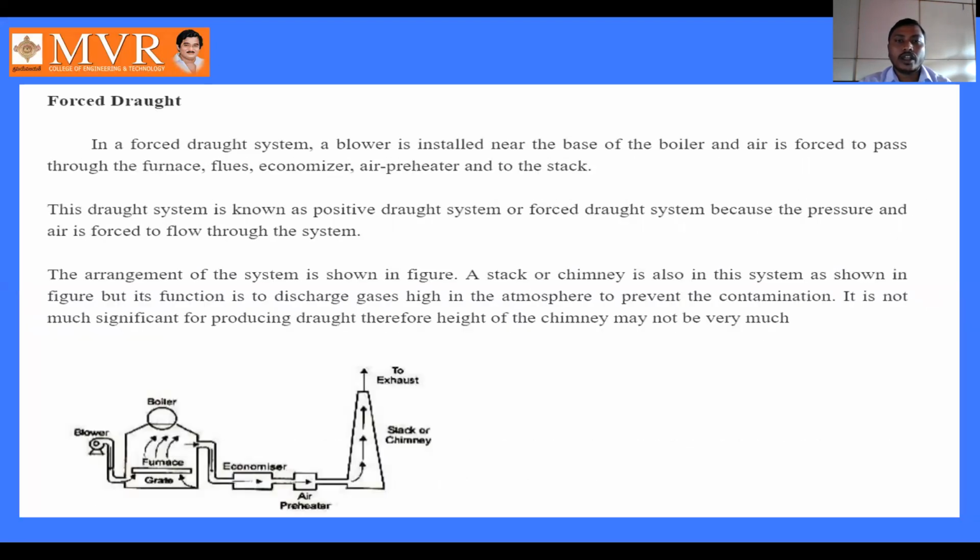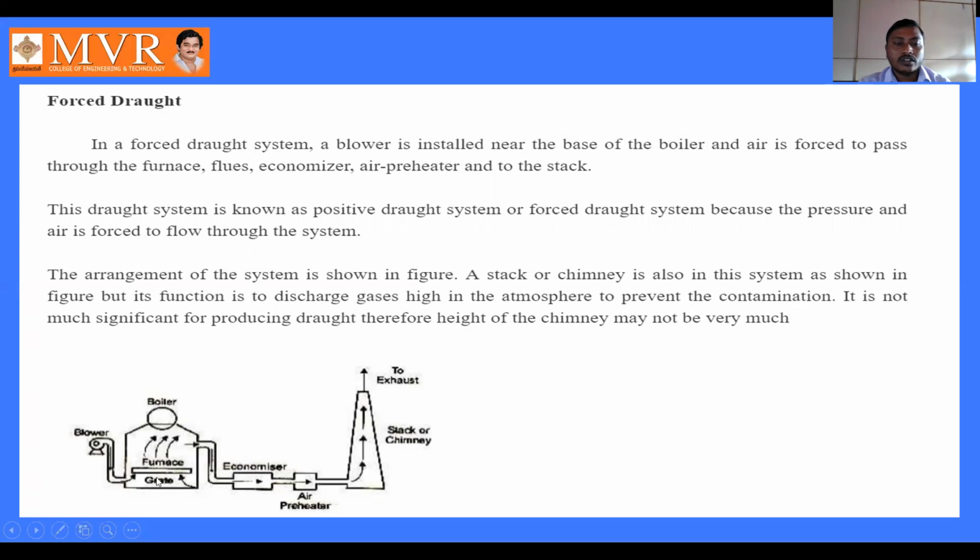Coming to forced draft, we studied this in the previous class. Here, by using a blower fan, we are forcing the gases. We force the gases through the economizer to the air preheater, from the air preheater to the chimney, and exhaust them to the atmosphere. This is how we force them. By using the blower fan, we force the hot gases to enter the chimney.